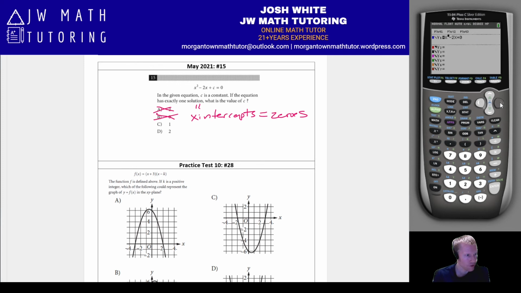Now we'll check answer choice C. So I'll change this to a plus 1. Go ahead, graph it out.